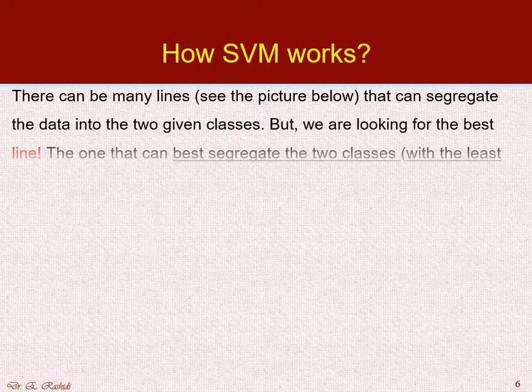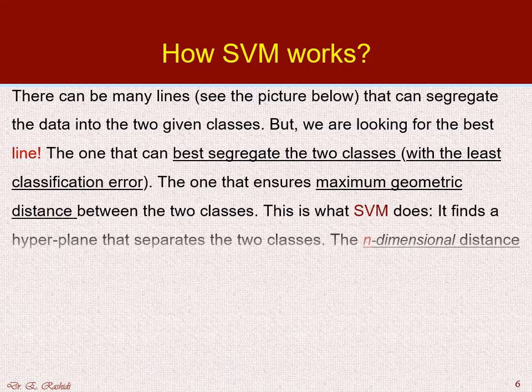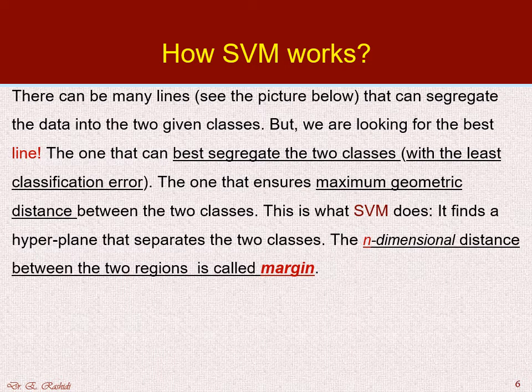Knowing that there can be many hyperplanes, there actually can be an infinite number of hyperplanes that we can use to segregate the data into the two classes that we have. But we are looking for the best hyperplane. What does best hyperplane mean? It means the one that can best segregate the two classes from each other with the least misclassification error, the one that ensures maximum geometric distance between the two classes. This is what SVM does. It finds a hyperplane that segregates the two classes from each other with the maximum distance from the two classes.